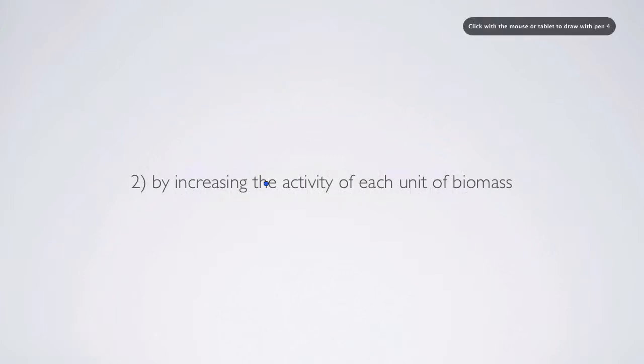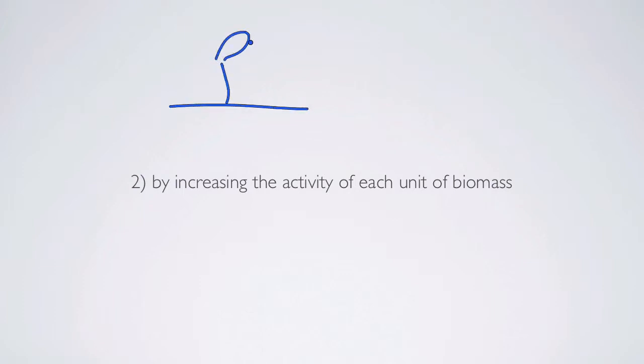Secondly, it could also increase the activity of each unit. We've already talked about upregulation and downregulation a little bit, and the plants have some capacity, if it has a leaf, a stem, and a root, to increase the activity of those leaves and photosynthesize at a faster rate. Or below ground, upregulate the activity of roots and take in even more nutrients per unit root.